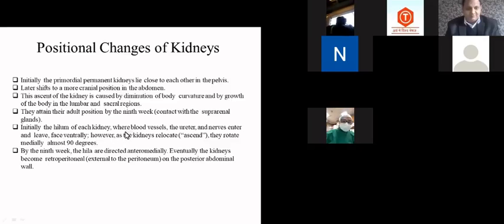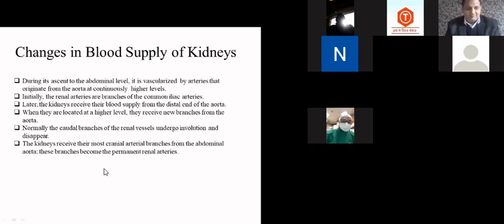Initially, the hilum of each kidney, where blood vessels, the ureter, and nerves enter and leave, faces ventrally. However, as the kidneys relocate, they rotate medially almost 90 degrees. By the ninth week, the hila are directed anteromedially. Eventually, the kidneys become retroperitoneal, external to the peritoneum on the posterior abdominal wall.